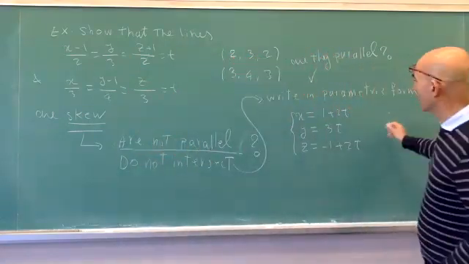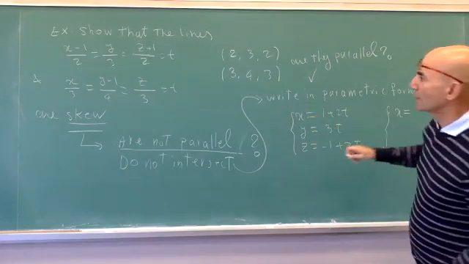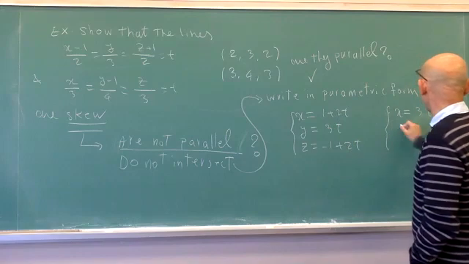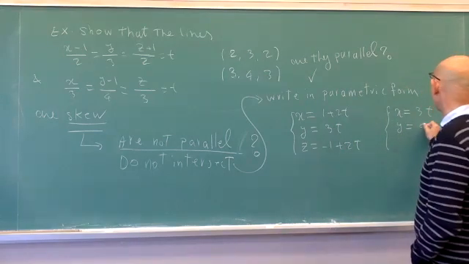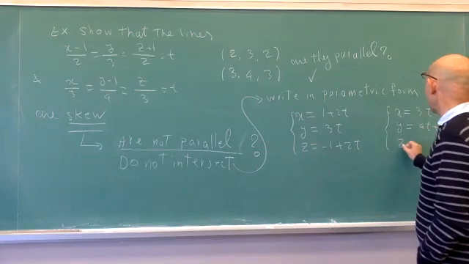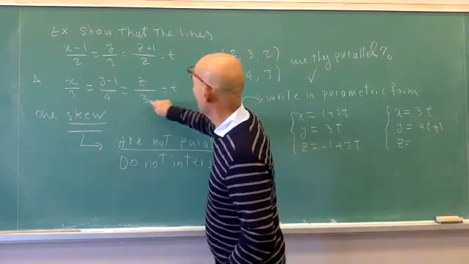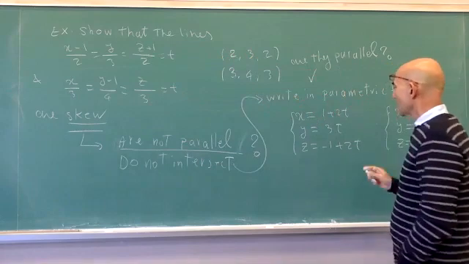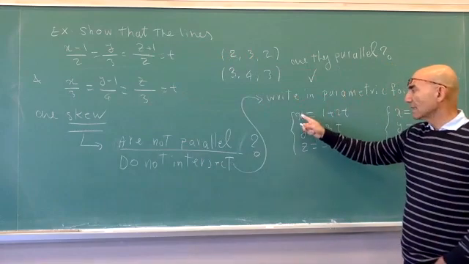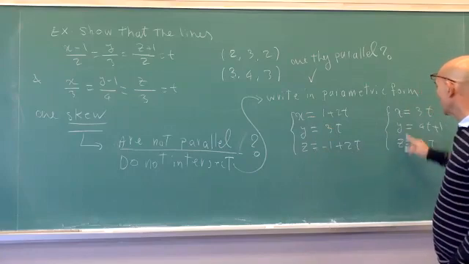So the second line is x is equal to 3t, y is equal to 4t plus 1, z is equal to 3t, right? Now, we want to show that there is no x, y, z that satisfies this and this equation.